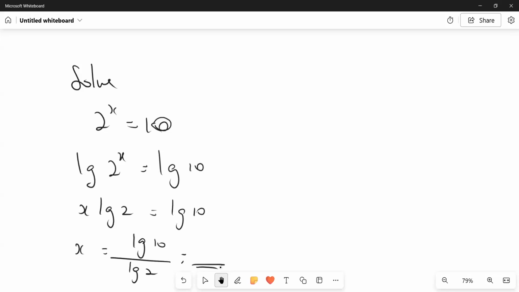3.32. All right, and check. 2 to the 3.32 should give you 10, or near 10, approximately 10. So you see how logarithms can be used now to solve. Why I was able to do this is that this can be written like this: the logarithm of 10 with a base of 2 is equal to x. That's all.